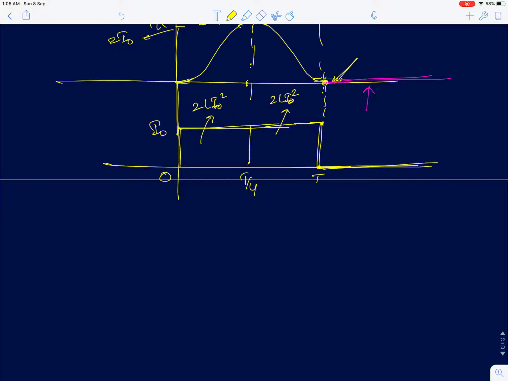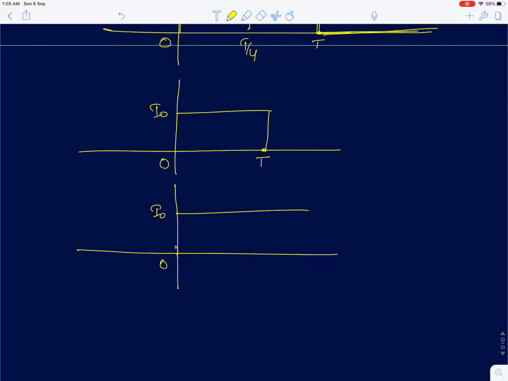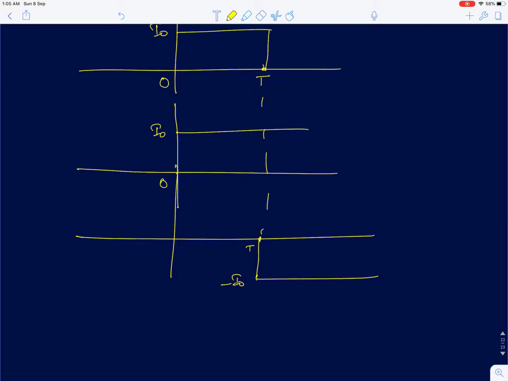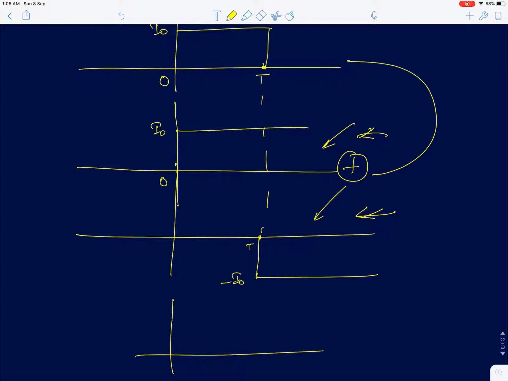Okay. Now if you are to solve this problem mathematically, how would you solve it? It's a pulse input. I am applying a current from 0 to I naught till t seconds. So I will split this as a positive step at t equal to 0, and I am also going to apply a negative step at t equal to t, of value minus I naught. Now when I add these two inputs, I will get the pulse input.